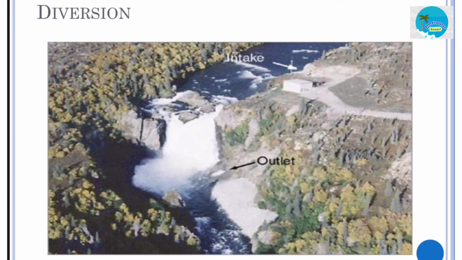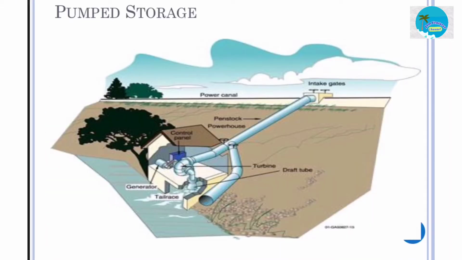The second is diversion. A diversion, sometimes called a run-of-river facility, channels a portion of a river through a canal or penstock. It may not require the use of a dam. And the third one is pump storage.